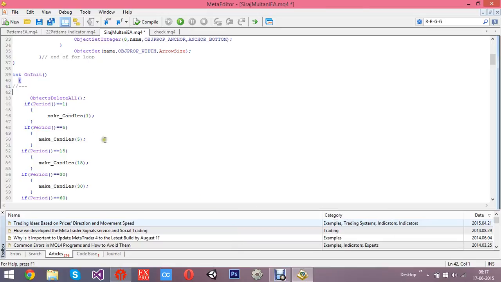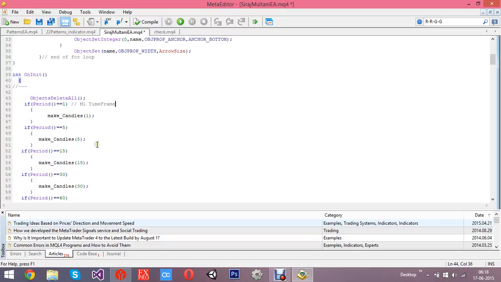So at the start of the EA, we have to delete all the objects that are on the chart, and then we check whether the period of the current chart is equal to 1. If it's equal to 1, then that means it is the M1 time frame. Similarly, if the period is equal to 5, then the time frame is M5. And if the period is 15, then the time frame is M15.